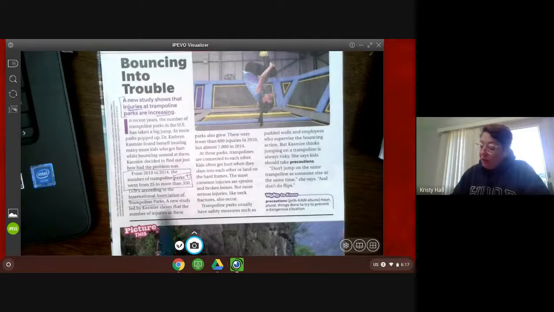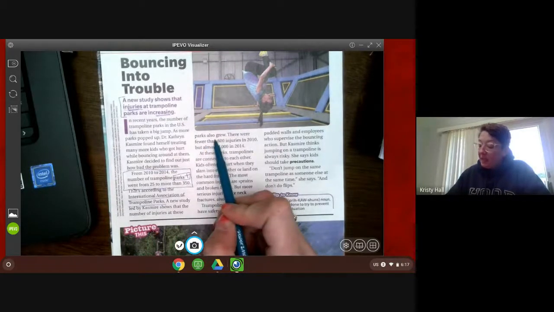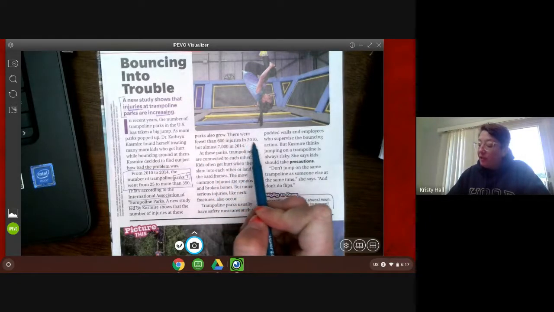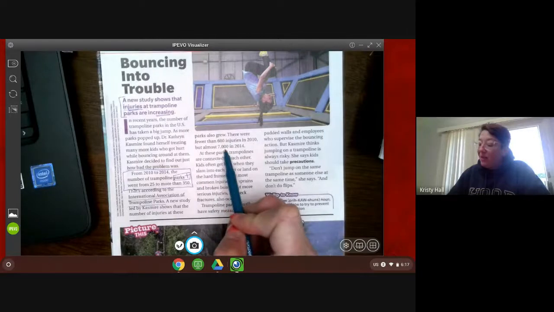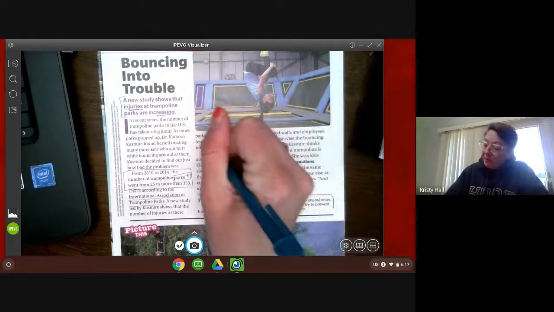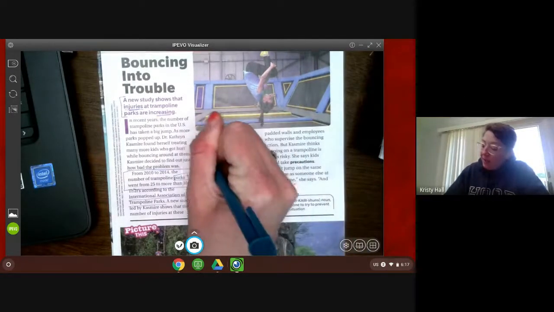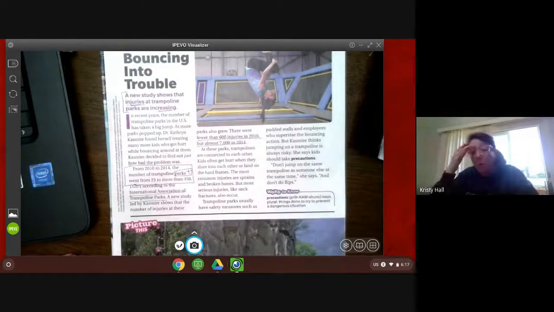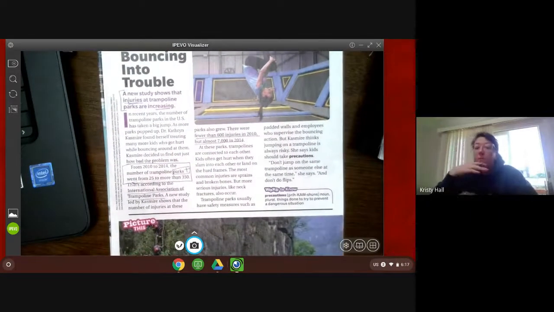A new study led by Kasmeyer shows that the number of injuries at these parks also grew. There were fewer than 600 injuries in 2010, while almost 7,000 in 2014. So that's another important statistic because it's showing me how many more injuries there were in those 4 years.